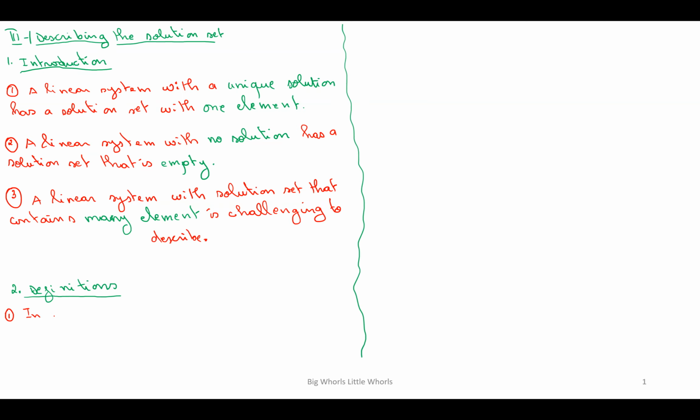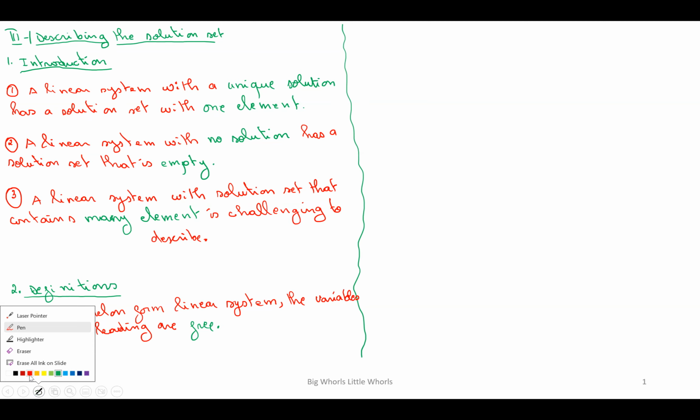So let me write it down. In an echelon form linear system, the variables that are not leading are free. The variables that are not leading are free variables.